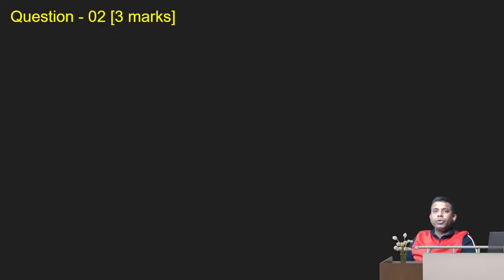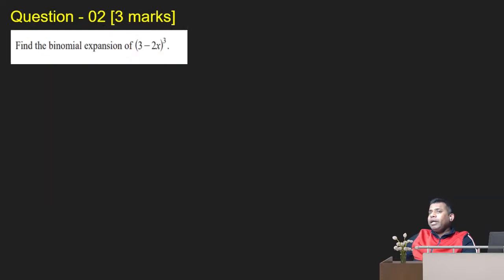And question number 2. Find the binomial expansion of (3 minus 2x) to the power 3. For this question, you can use the binomial expansion formula, or if you already know Pascal's triangle, you can use that. So 1, 2, 1. So 1, 3, 3, 1. You can use the Pascal triangle to find the coefficients. 1, 3, 3, 1 are the coefficients for the power 3.